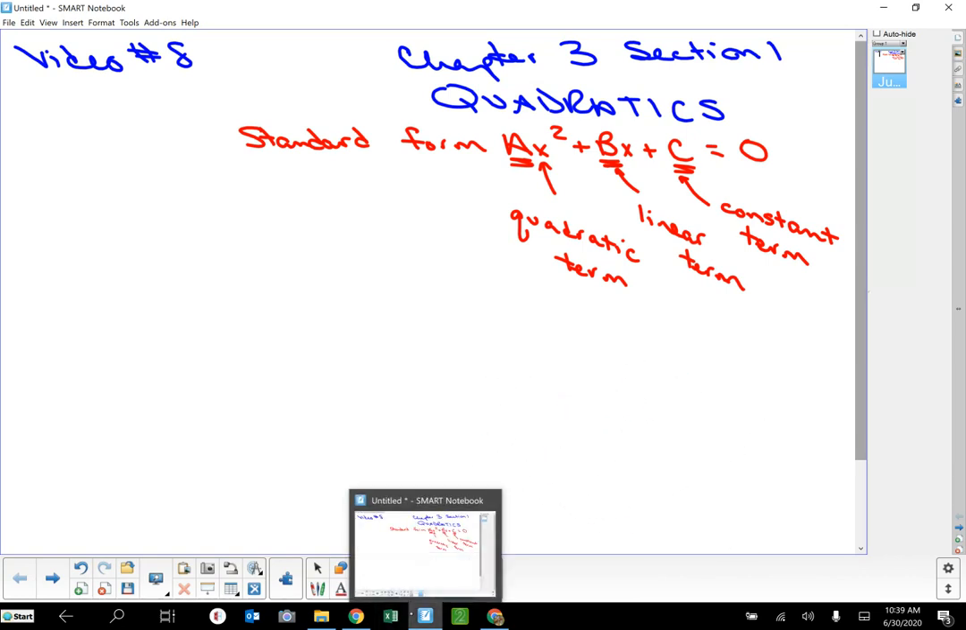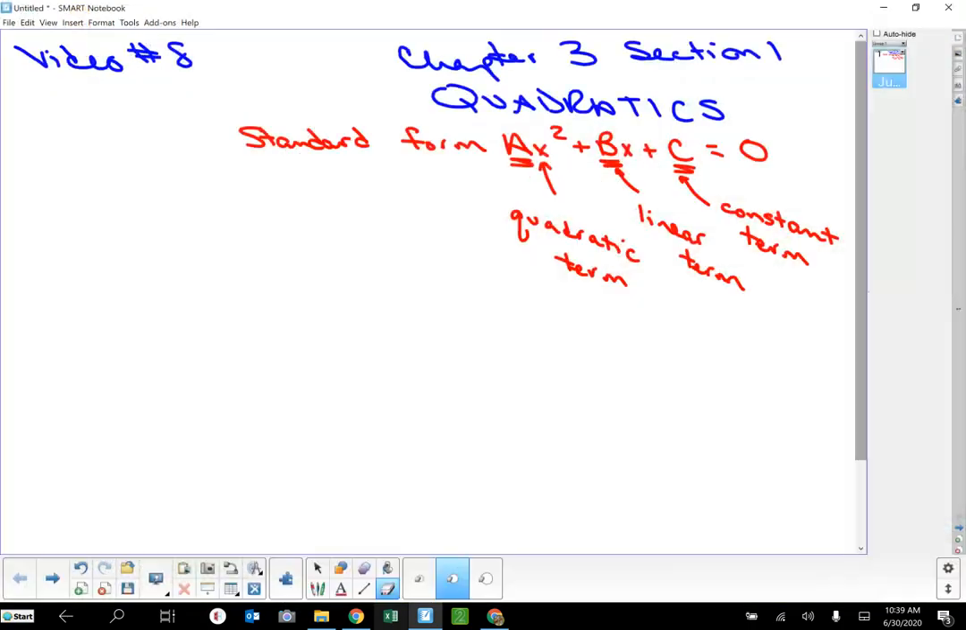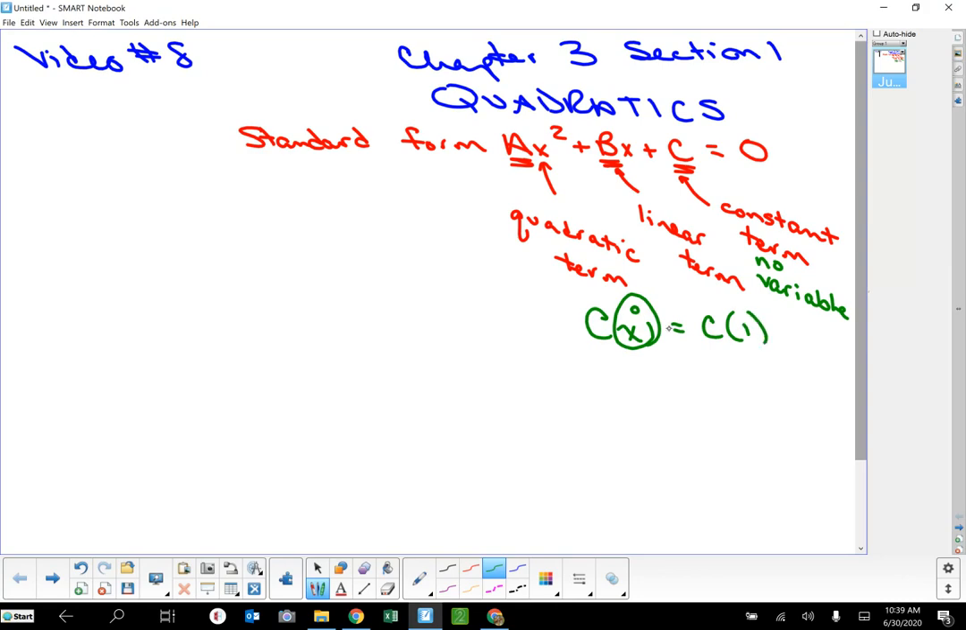And then c is the constant term. Remember that your constant term has no variable, or quite literally, it's c x to the 0, and anything raised to the 0 is 1, so it's c times 1, which is just plain c, and that's why it looks that way. So it does have an x on it, it's just raised to the 0 power.